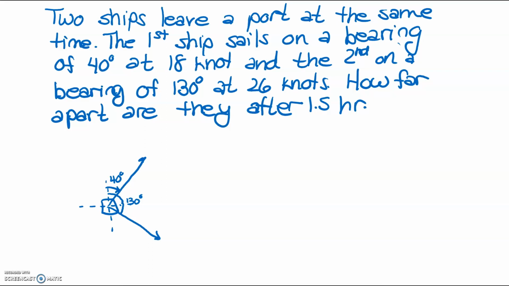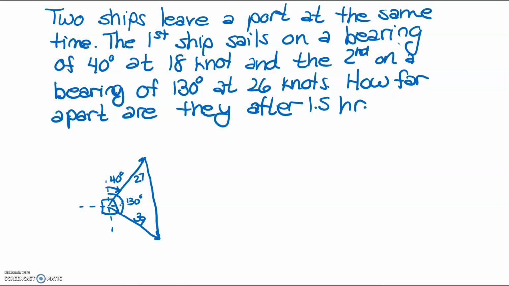So 18 knots after an hour and a half, that's 1.5 times 18, so that's 27 nautical miles. 26 knots an hour and a half, that's going to be 1.5 times 26, that's 39 nautical miles. So we need to find the distance between the two ships. So we need to see if this is a right triangle.